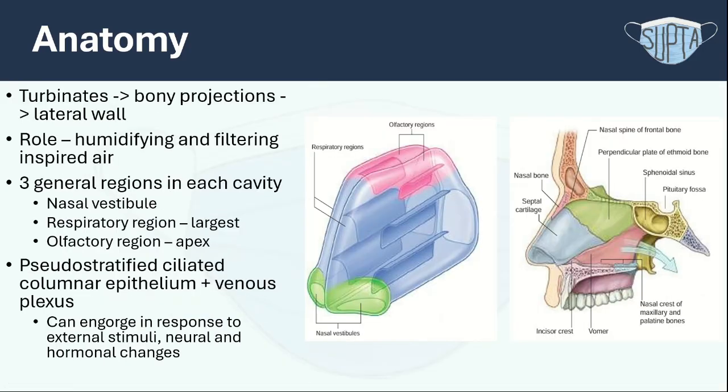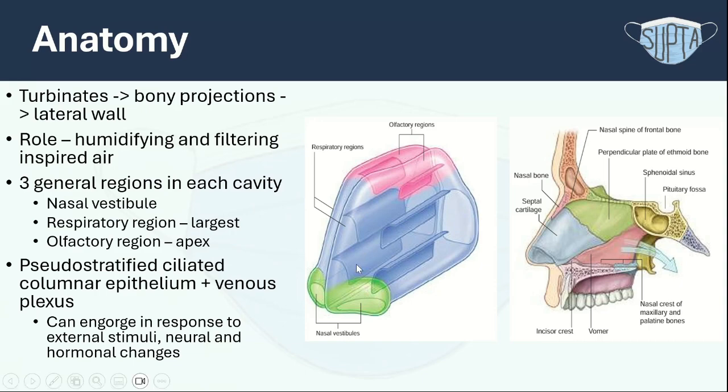So you have the turbinates, which are bony projections in the lateral wall. Their main role is humidifying and filtering the inspired air. So you have 3 general regions. You have your nasal vestibule here in green, and then you have your respiratory region, which is the largest, and the olfactory region, which tends to be at the apex here. And it's lined by pseudostratified ciliated columnar epithelium.